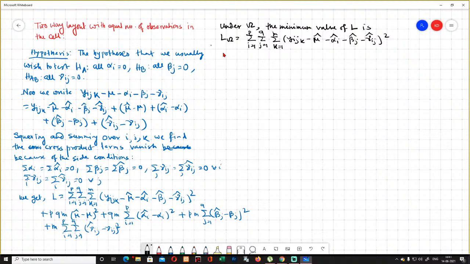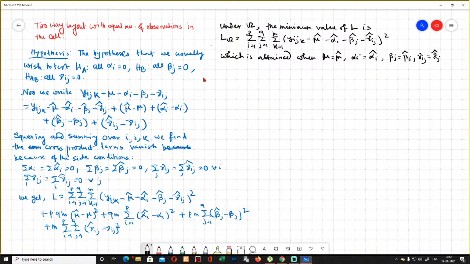And this is attained when mu equal to mu hat, alpha i equal to alpha i hat, beta j equal to beta j hat, gamma ij equal to gamma ij hat. Okay.